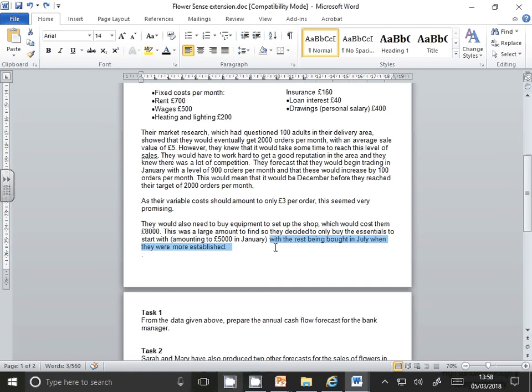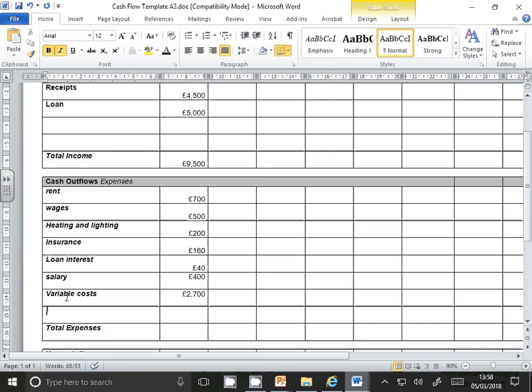And if we look at this, this is important, the rest is going to be bought in July when they're more established. So in January they're going to be paying £5,000. So we'll call that machinery or shop fittings or whatever it was they called it. And in January that was going to amount to £5,000.